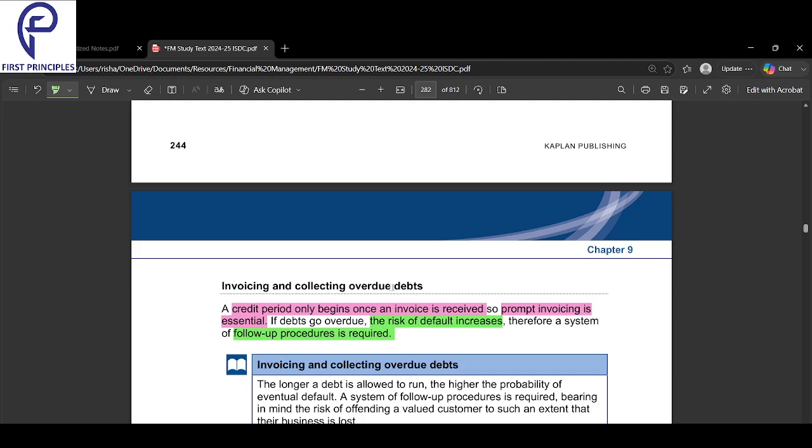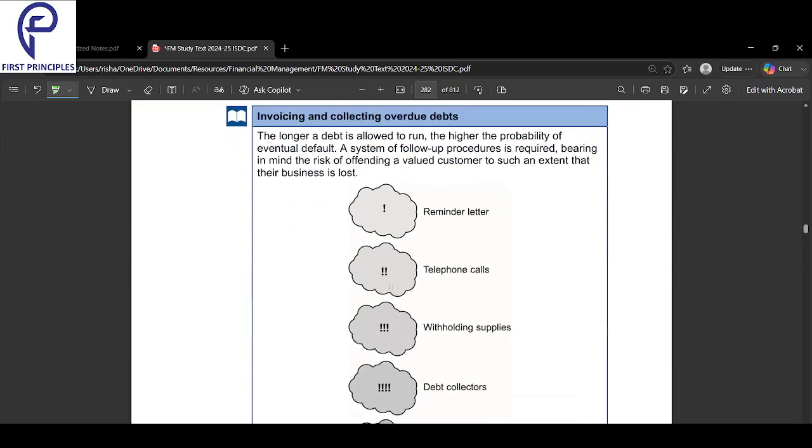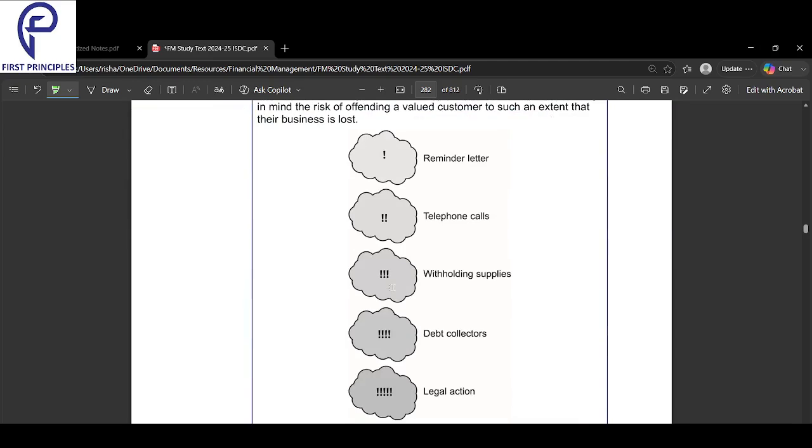And if debt is going overdue, you need a good system. If debts go overdue, first you will write a letter to them asking for payment. Next, you will call them. Third, you will stop sending them more goods, you will withhold the supplies. Then also, if they're not paying, you will send debt collectors to go and collect the money, and give them some money from that. Next, legal action. Go to court.